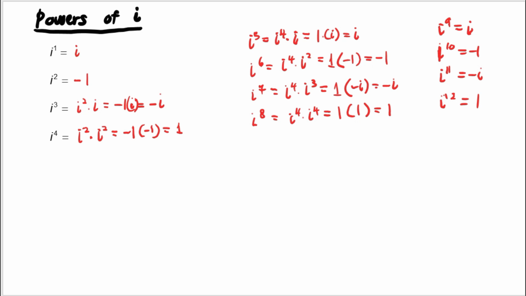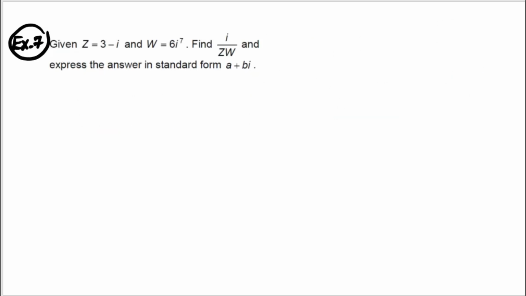All right. Now, suppose we are given this. We need to find i over ZW. So Z multiplied with W. Firstly, we have to simplify W. All right. We know that i to the power of 4 is actually 1, right?